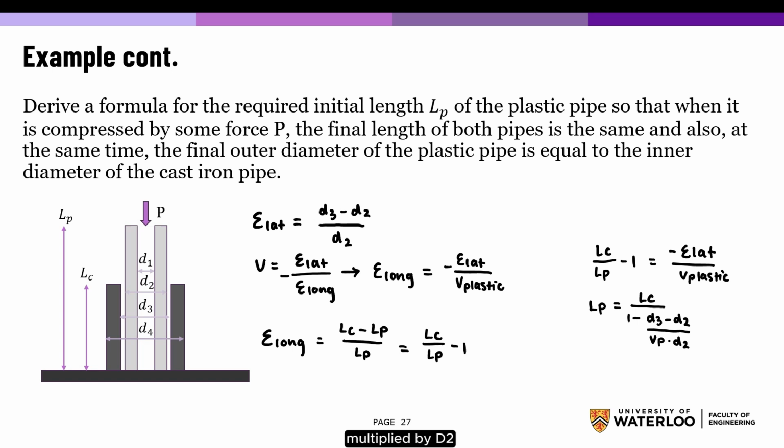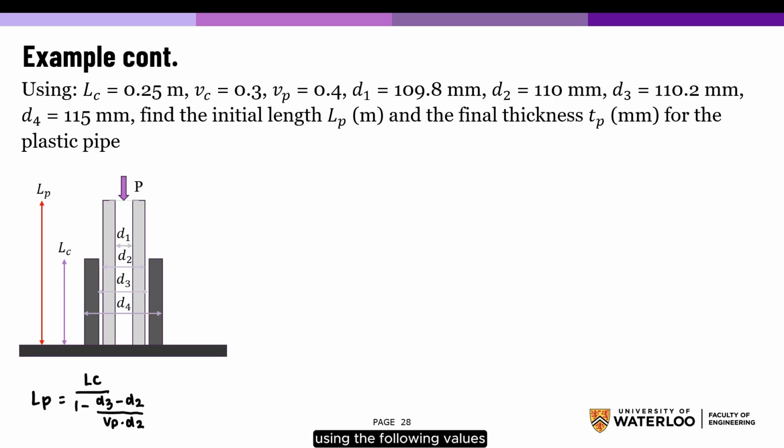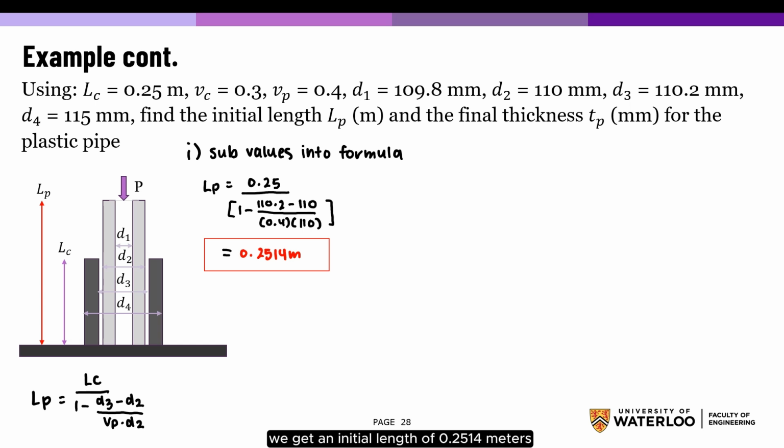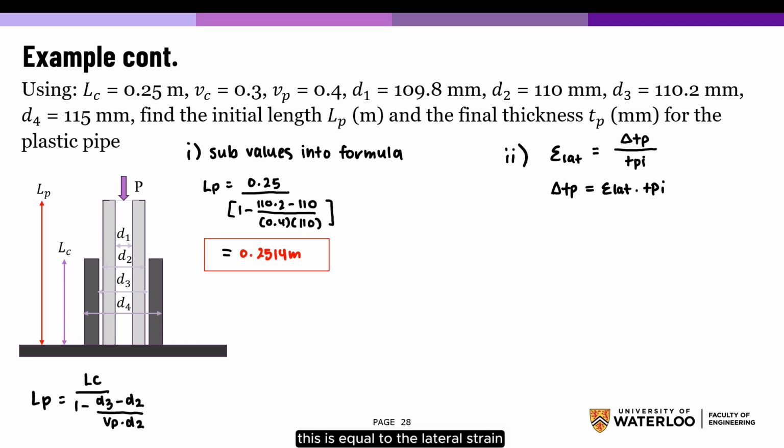Using the following values, find the initial length LP and the final thickness TP for the plastic pipe. First, we want to substitute all the values into the formula we got previously. We get an initial length of 0.2514 meters. Next, we will find the change in thickness by rearranging the lateral strain equation. This is equal to the lateral strain multiplied by the initial thickness.